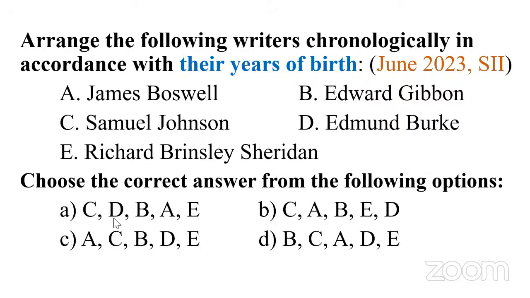Option A, this is the order C, D, B, A, E. In the sense, Samuel Johnson, Edmund Burke, Edward Gibbon, James Boswell, then Richard Sheridan. Then option B, C, A, B, E, D. Then option C, A, C, B, D, E. Then option D, B, C, A, D, E.